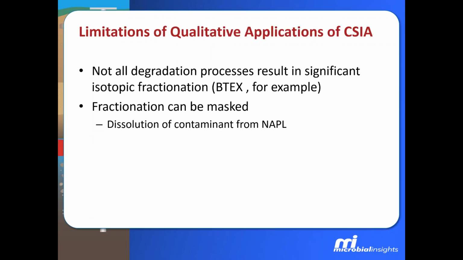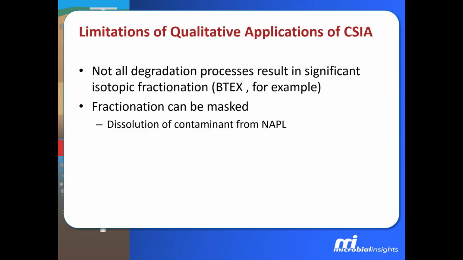Now, one of the limitations of CSIA is that not all degradative processes result in significant isotopic fractionation. So in some cases, it may be difficult to detect biodegradation simply because the del 13C value is not changing very much as biodegradation takes place. And in those cases, BTEX is an example, you might have to have more than 50% degradation of the contaminant pool before you can conclusively say that biodegradation is taking place.